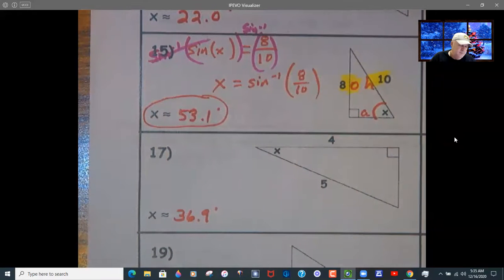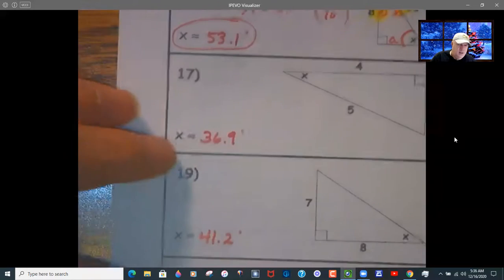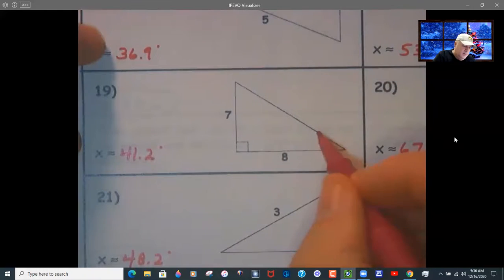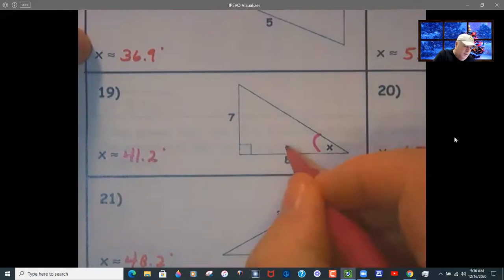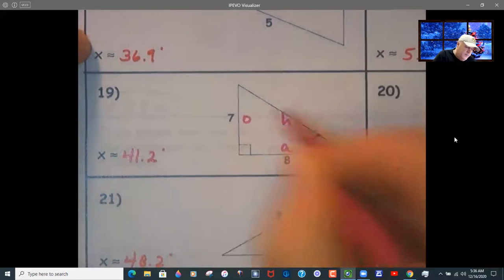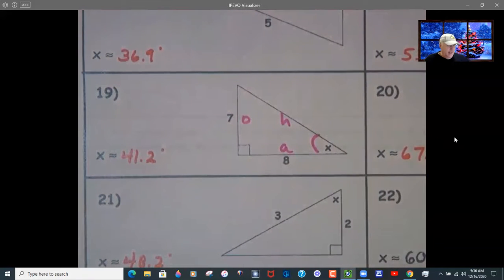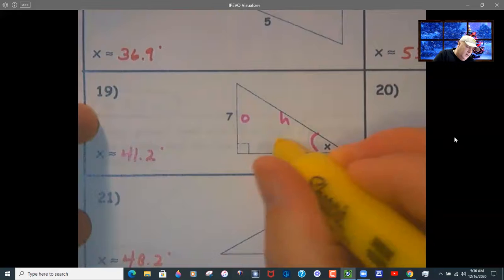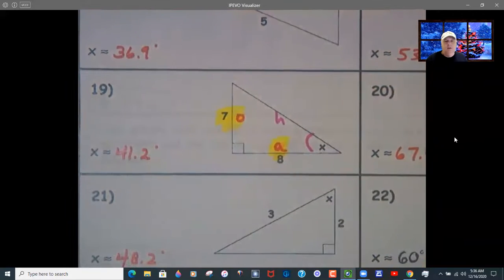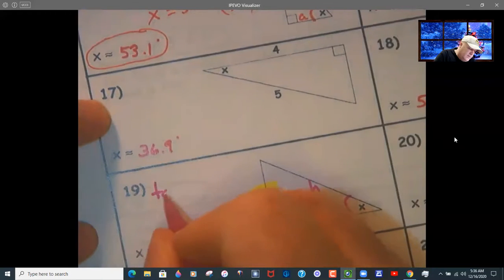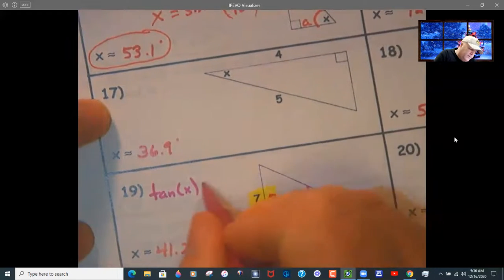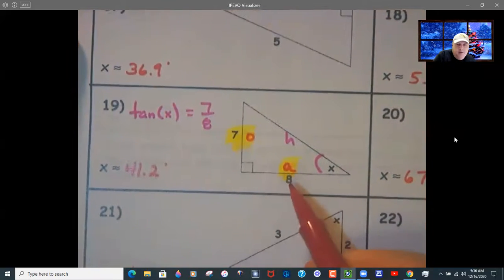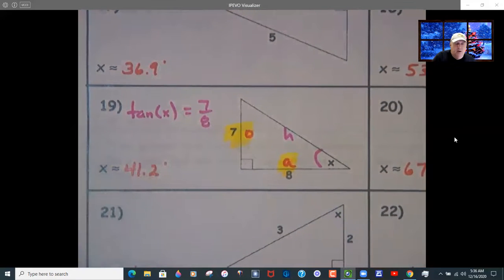Okay, and let's do a tangent one because those are the most popular. So adjacent, hypotenuse, opposite. Notice the two sides that have the labels here and here. That is O-A, TOA. So it is tangent. So we have tangent of x equals 7 over 8. Opposite over adjacent. That's how you know which one goes where. It's O divided by A.